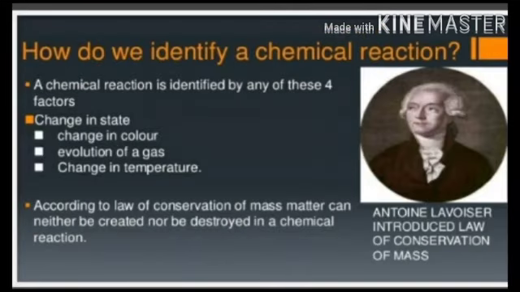How do we come to know that a chemical reaction has taken place? By any of these factors, we can easily know that a chemical reaction has taken place: change in state, change in color, evolution of gas, and change in the temperature during a reaction.